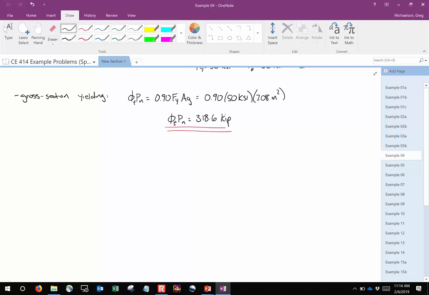And what else don't we have? What is AN? It's the net area. We don't have the net area, right? We got a lot to do before we get to net section fracture. So gross section yielding, that one's the easy one. We got to do net section fracture. And so the first thing we need to do, let's look at net area.